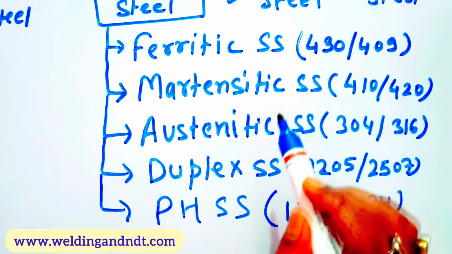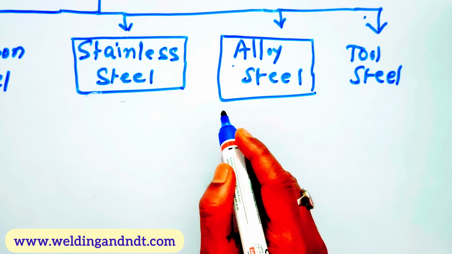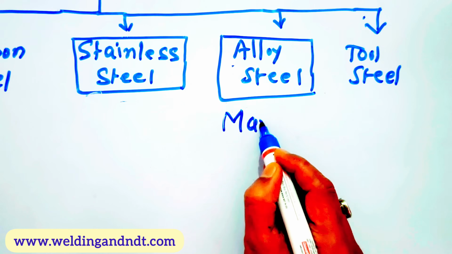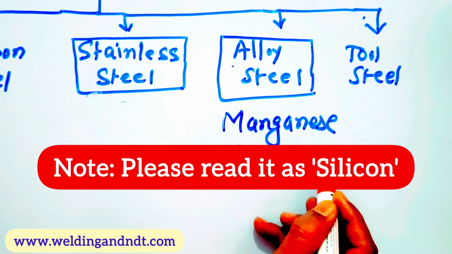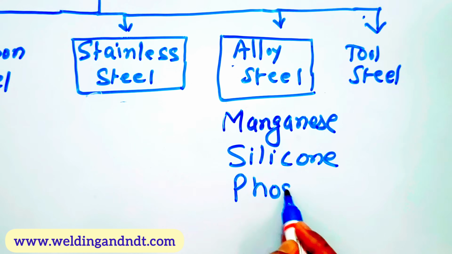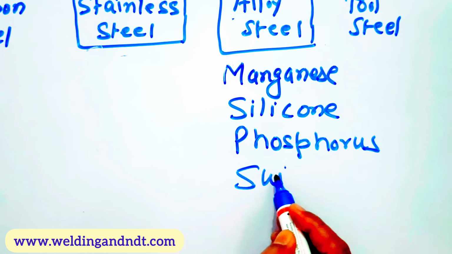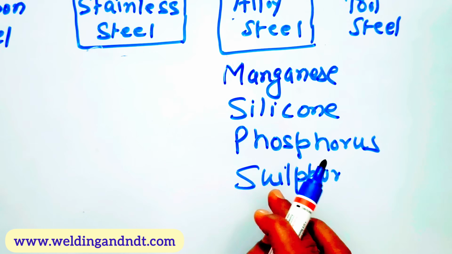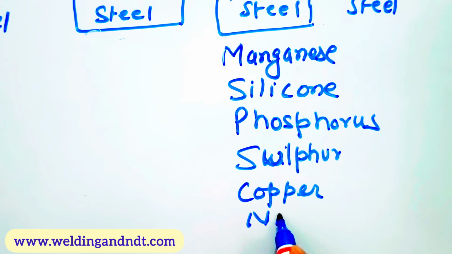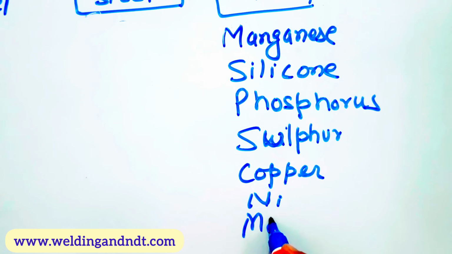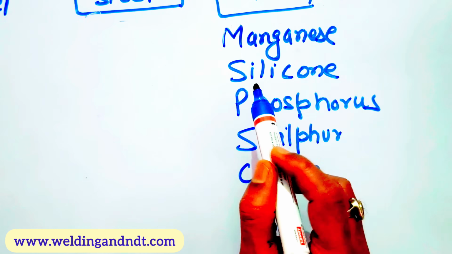We will come to alloy steel. Let me rub this one. So friends, in alloy steel there will be some other alloying elements like manganese. Then you have silicon, then you have phosphorus, then you have sulfur, then you have copper, nickel, molybdenum. So other than carbon, some other alloying elements are also mixed in alloy steel.